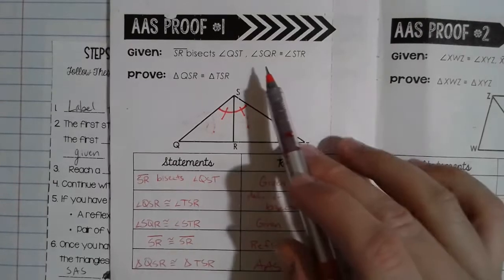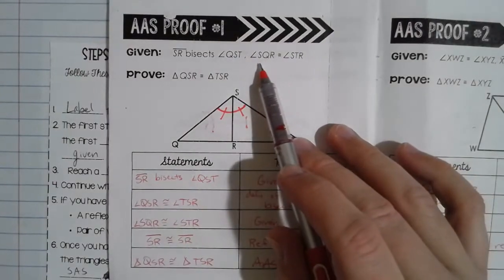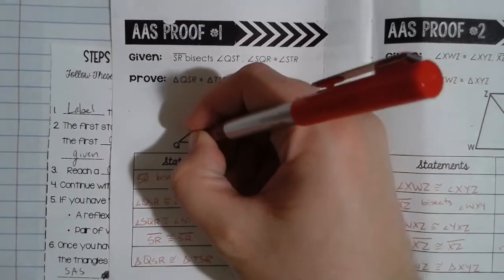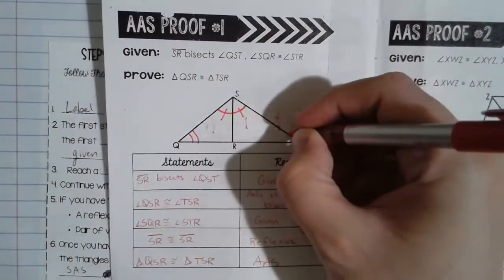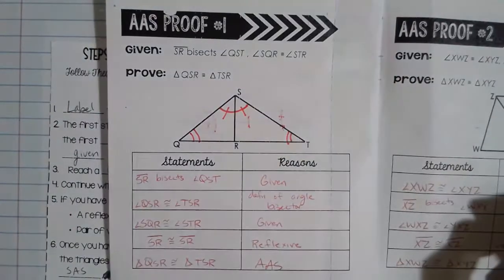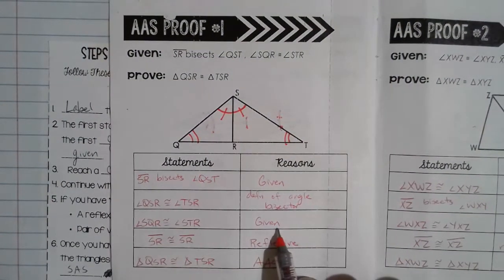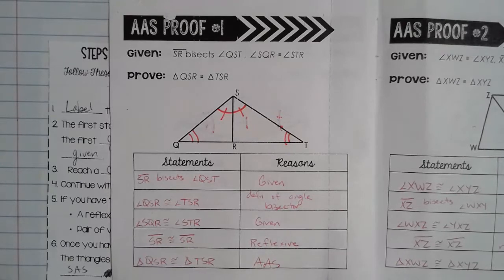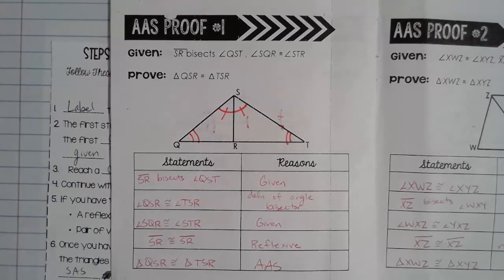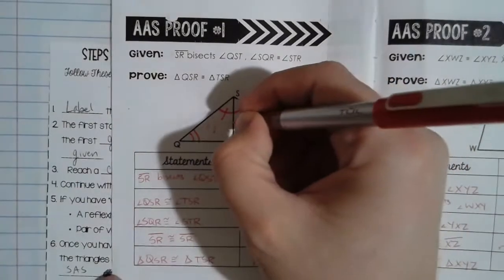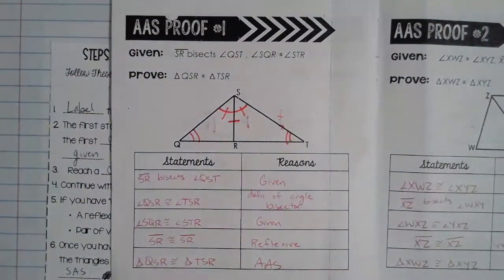Okay, next up, we're told as our second given statement, angle SQR is congruent to angle STR. So we'll mark that down here, SQR and STR. We'll write it down as our third statement. Our third reason is that it's given. So now at this point, I have no more given statements. I need to look either for a reflexive side or a pair of vertical angles. So in this image, I do have a reflexive side. It is this side right here, SR.